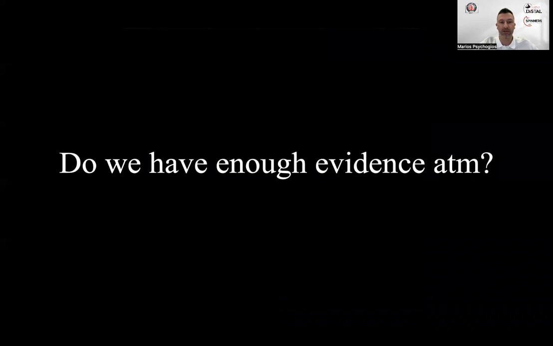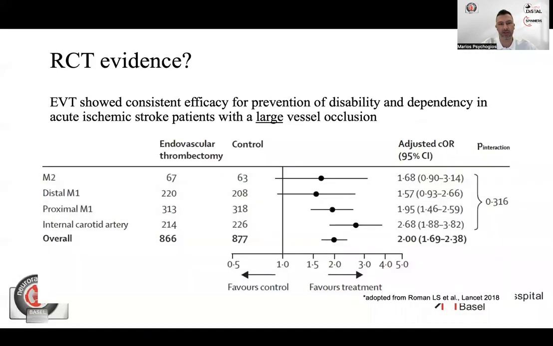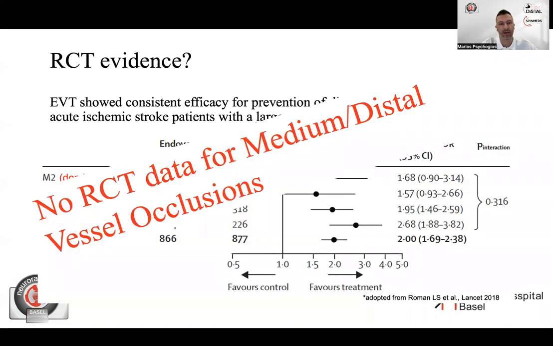Regarding the question if we have enough evidence at the moment or not, actually the answer is no. We have evidence on dominant M2s, as you can see on this slide here. But dominant M2s are M1-like M2s, and usually when we are talking about a distal occlusion, we are talking about the non-dominant M2s, the M3s, M4s, the ACA, the PCA, and stuff like that.